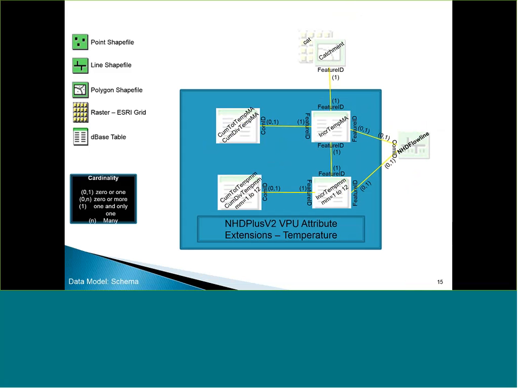This is a diagram of part 3 of 3 of the VPU extensions component. This extension contains the mean annual and mean monthly temperature attributes for the NHD Plus catchments.